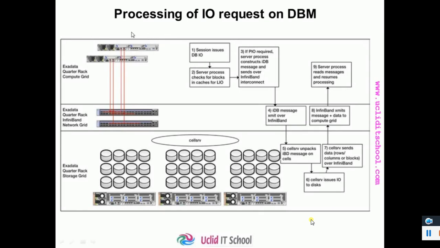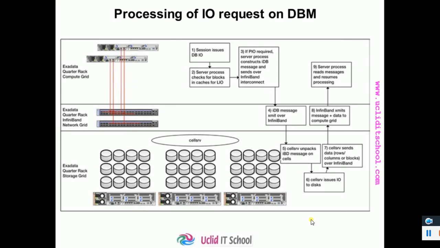How does it work with the buffer cache? Before issuing an IO request, the server process checks for the blocks in the buffer cache. If the blocks are already present in the buffer cache, all this processing is not required. The blocks are processed directly and the result is sent back to the client. If blocks are not present in the buffer cache, only then does this processing model come into the picture.